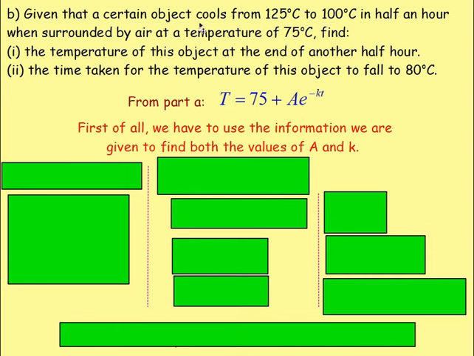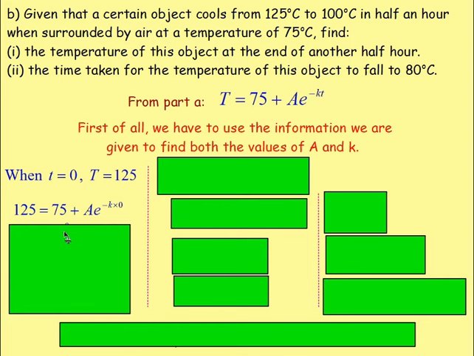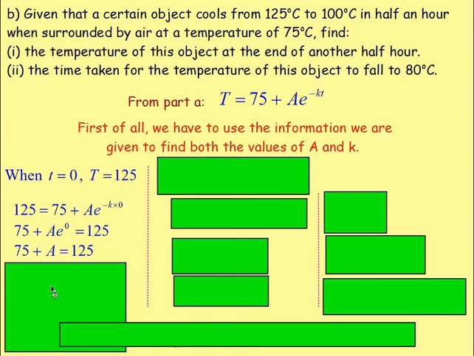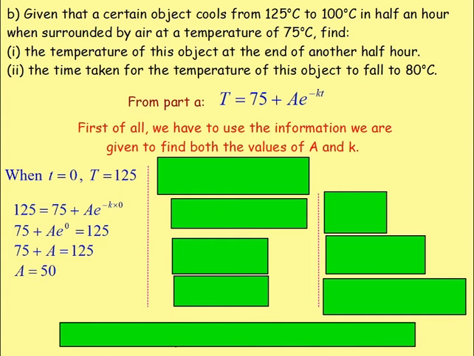So the first thing, an object cools from 125 degrees to 100 in half an hour. So we know that if it cools from 125 degrees, then right at the start, when t equals 0, the temperature is 125 degrees. That is what it's starting at. So the time is going to be 0. So we can replace t with 0 and capital T with 125 in here. So 125 would equal 75 plus A e to the power of negative k times 0. We know that negative k times 0 would just be 0, so we're left with e to the 0, and anything to the power of 0 is just 1. So we have 75 plus A equals 125, and therefore A is going to be 50.